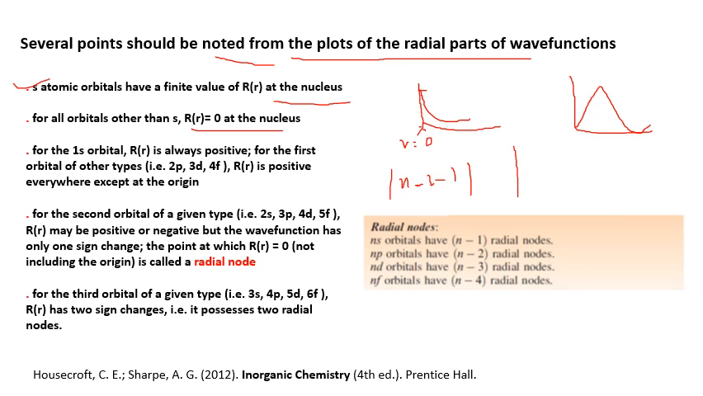So when an orbital has a radial node, this point is the radial node. Then you see this is positive and this is negative. The wave function will change its sign after passing through the radial node, and it depends on how many radial nodes there are in the wave function. You can calculate that using this formula for a specific orbital.